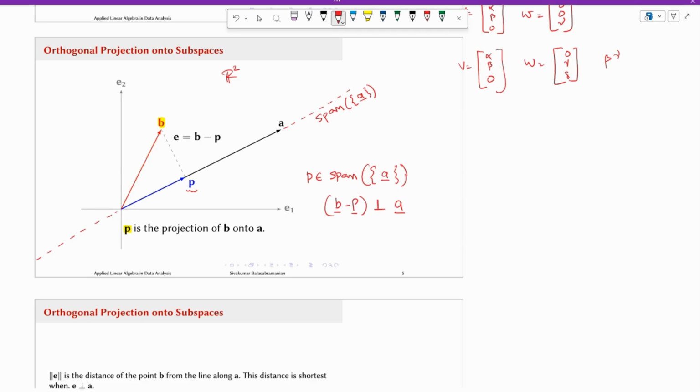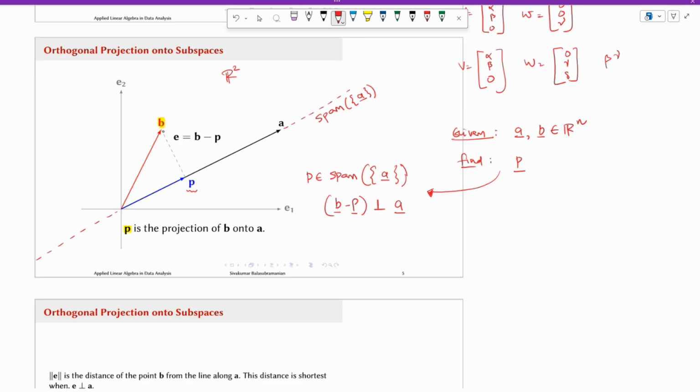Now the question is, how do we find it? Let's say you're given A and B, and we need to find P, which essentially satisfies these two properties. Well, if I give this to you geometrically, you do it easily, right? You know A, that means you know the line subspace of A. You'll simply then drop a perpendicular line.